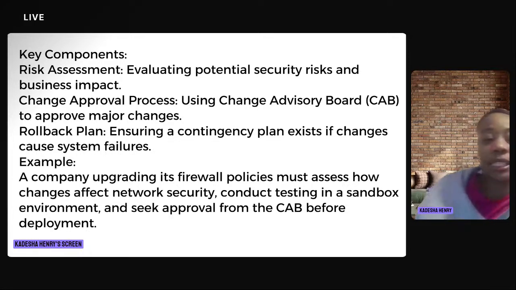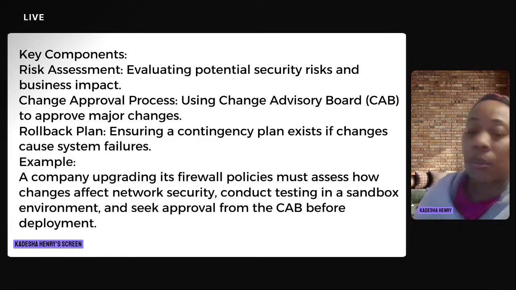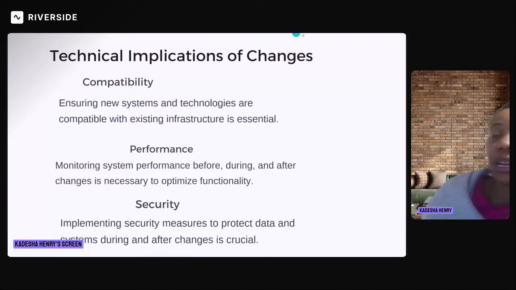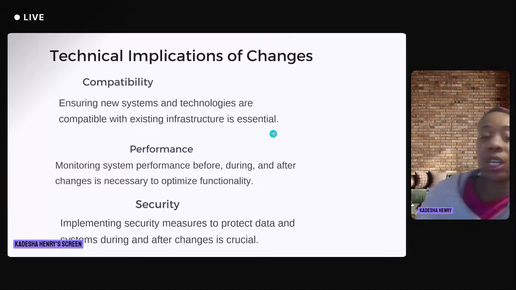So let's look at an example. A company upgrading its firewall policy must assess how changes affect the network security, conduct a test in a sandbox environment, and seek approval from the change advisory board before deployment. Just don't deploy anything in the organization. And then we have to look at the technical implication of changes, right? What are the technical implications of those changes?